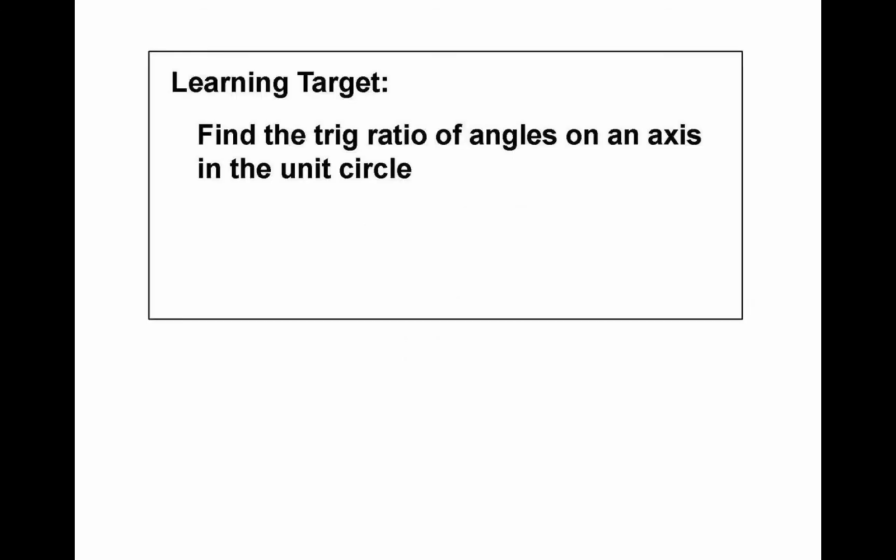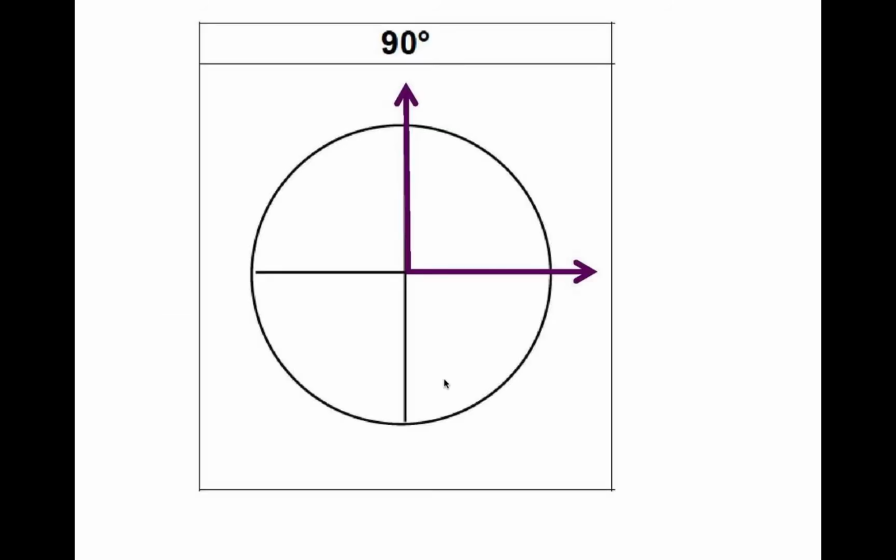Okay, 7.6 notes, quadrantal angles on page 19. Today we're going to find the trig ratio of angles on an axis in the unit circle. So if you were asked to create a triangle at 90 degrees in the unit circle, notice you can't make a triangle. There's no way to connect this to the x-axis and have a triangle.